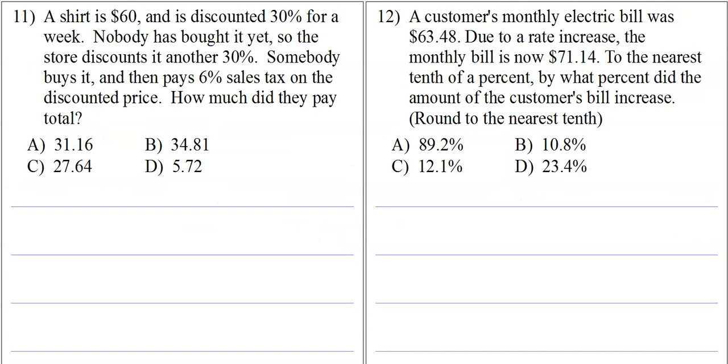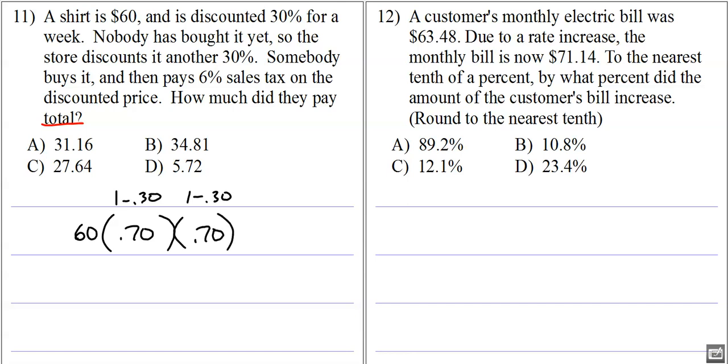All right, 11 and 12. A shirt is $60. Then it's discounted. Nobody buys it. Discounted again. Then someone pays tax. How much do they pay at the end, the total? So let's do this. $60 original price. Discount 30%, aka paid 70% full price. Discount another 30%, aka pay 70% of that new price. Sales tax, got to add 1.06. And where's that put us? 60 times 0.7 times 0.7 times 1.06.